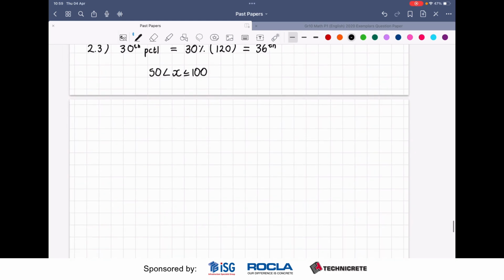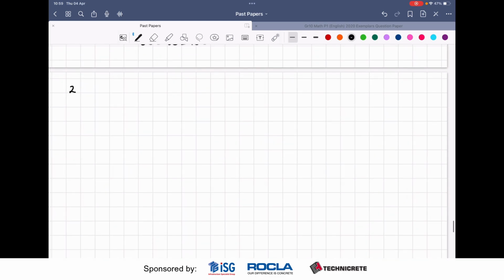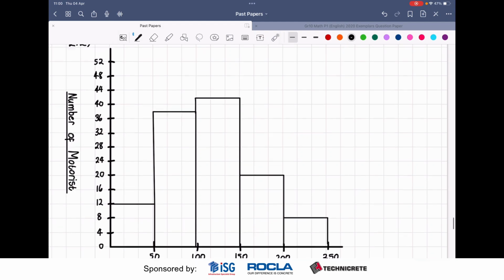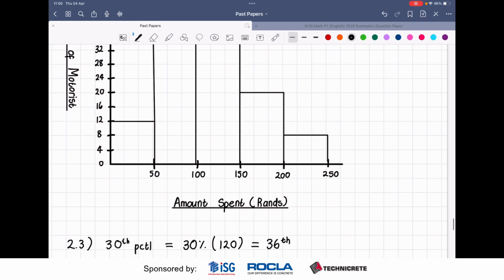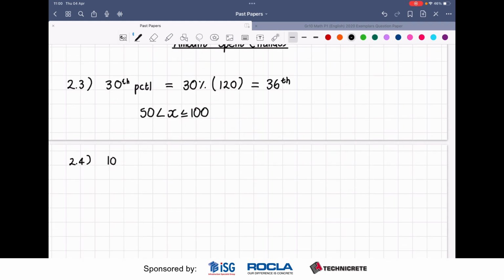And then the final question says to calculate the size of the angle that will represent the modal class on a pie chart. So first I want to identify my modal class. And that's going to be the one with the most. So it's this one. So my modal class is this one, and in this class I have 42 motorists.